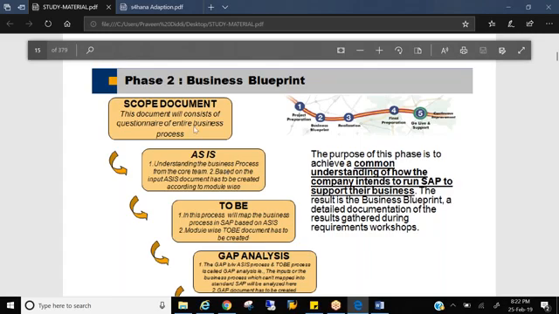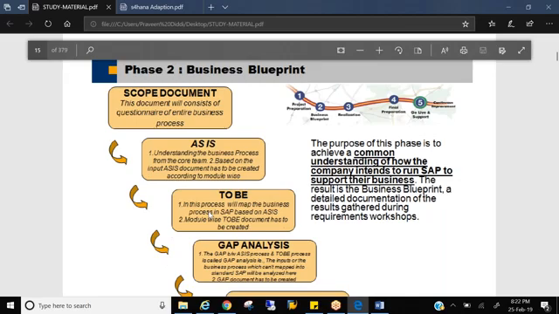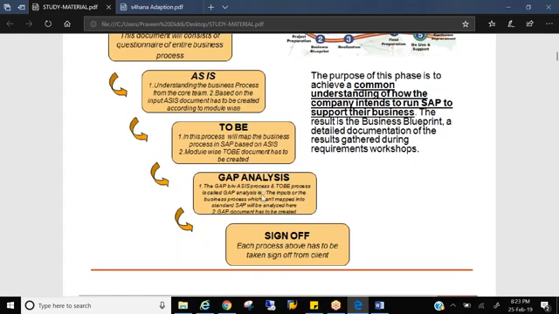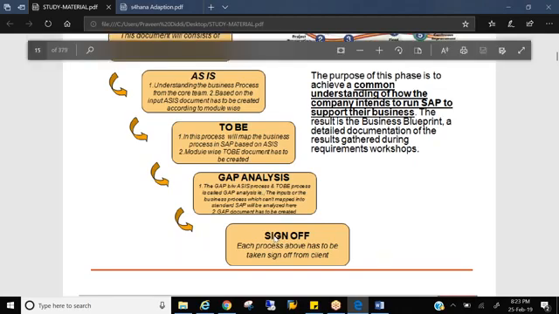Based upon the QADB, you write as is. To be is how the customer's business is going to be in SAP. In SAP, how you are mapping the customer's business, that is to be. When you are mapping the customer business into SAP, certain times it doesn't fit exactly because SAP offers something and your customer requirement is something else. So both don't match. So what's happening? You'll find some gaps. When you find a gap, you need to do gap analysis. How to fill that gap, right? Then you take a sign off and you proceed to the next phase.